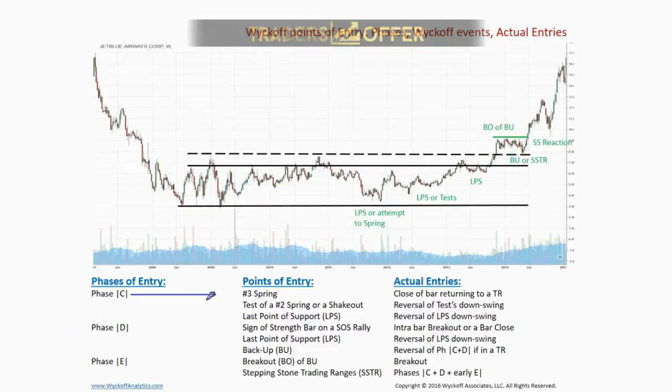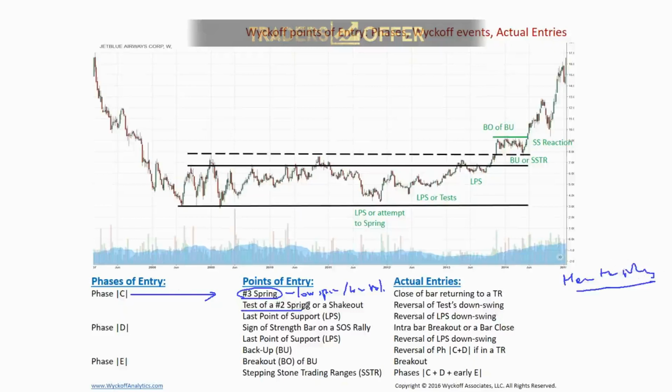So like in phase C, where is our point of entry? Sprint number 3, which is going to be low spread, low volume. So that's how we would identify it. I probably would have to put another column here, how to identify. That would be most useful.